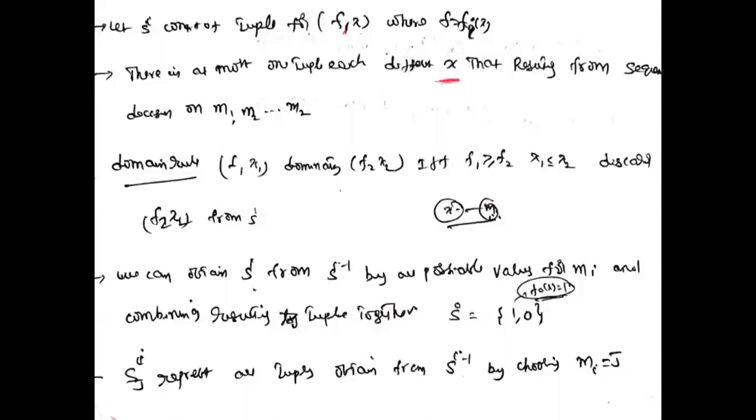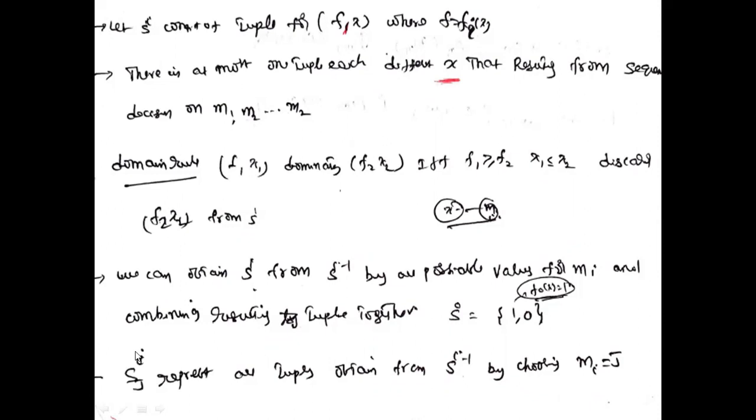m1 is either 1 or 2 or 3. m2 is 1 or 2 or 3. All possible values depend on the upper bound of the maximum devices. So initially we consider S^0 equal to (1, 0).